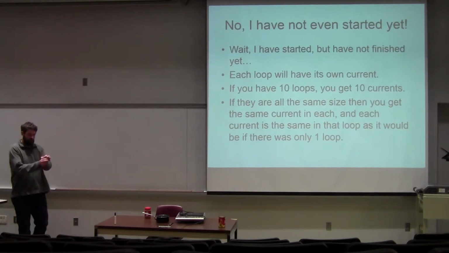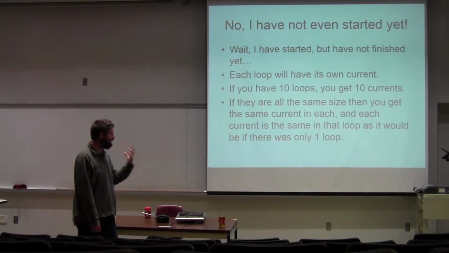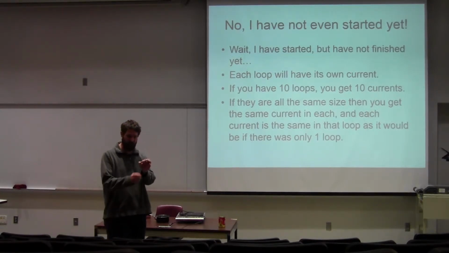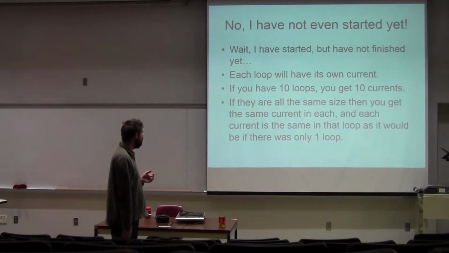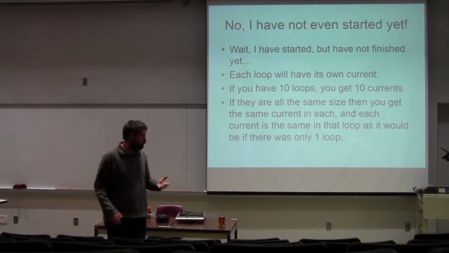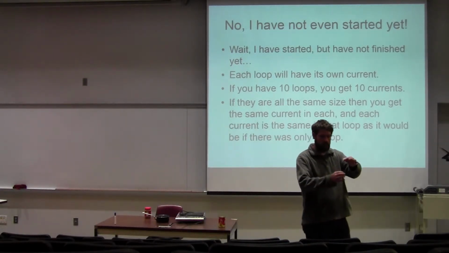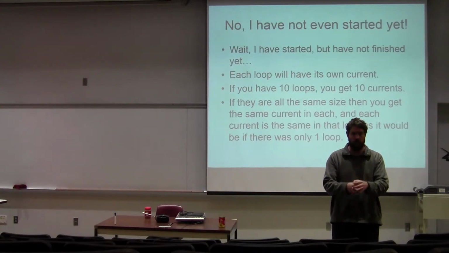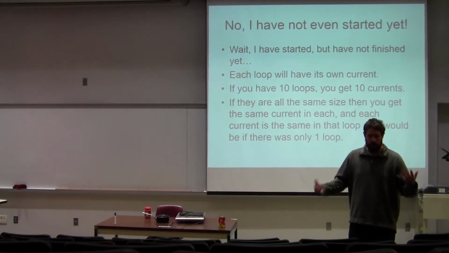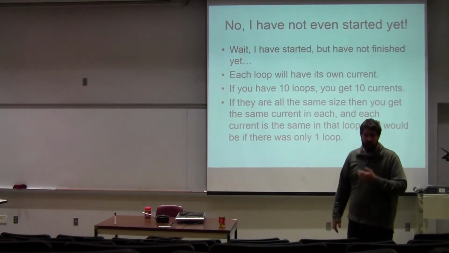So if I have multiple loops, each loop gets its own current and its own voltage. If I have 10 loops, I get 10 currents, and if they're the same size loops, I get the same amount of current in each loop, and the same voltage in each loop. And that's why for transformers, the voltage on each side is just determined by the number of loops, because the loops are usually the same size. And so that's why the voltage works the way it does. Each loop has a certain amount of voltage because of induction.